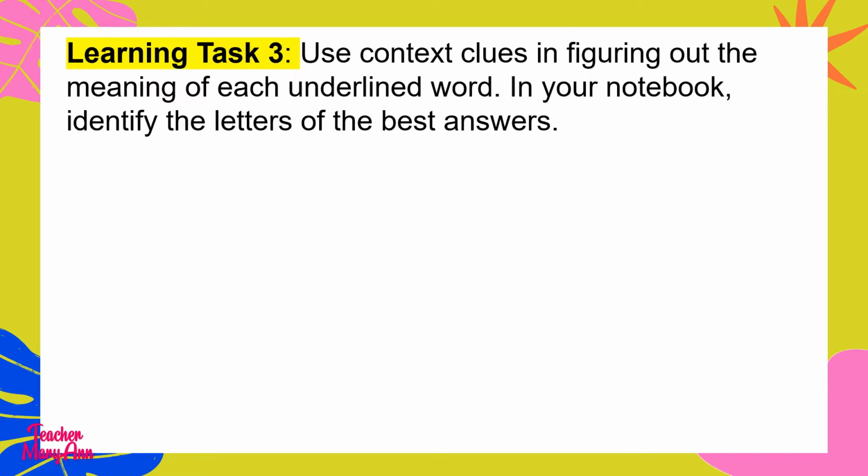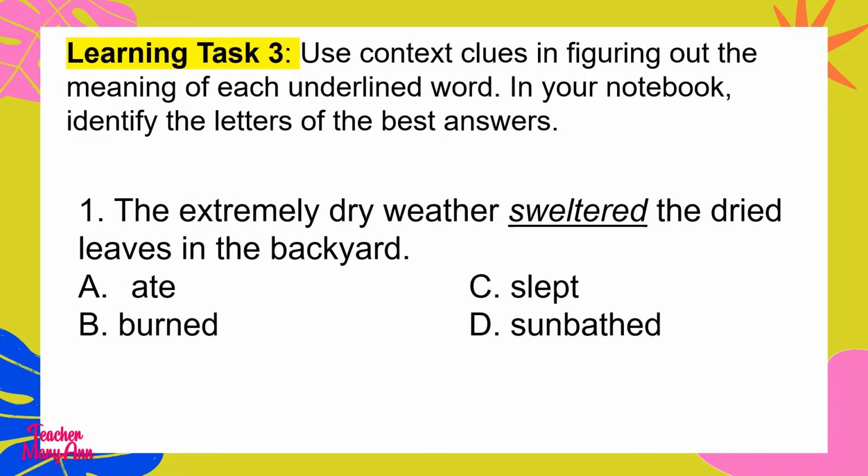Learning task number 3. Use context clues in figuring out the meaning of each underlined word. In your answer sheet, identify the letters of the best answers. Number 1. The extremely dry weather sweltered the dried leaves in the backyard. The word is sweltered. A. Ate. B. Burned. C. Slept. D. Sunbathed.